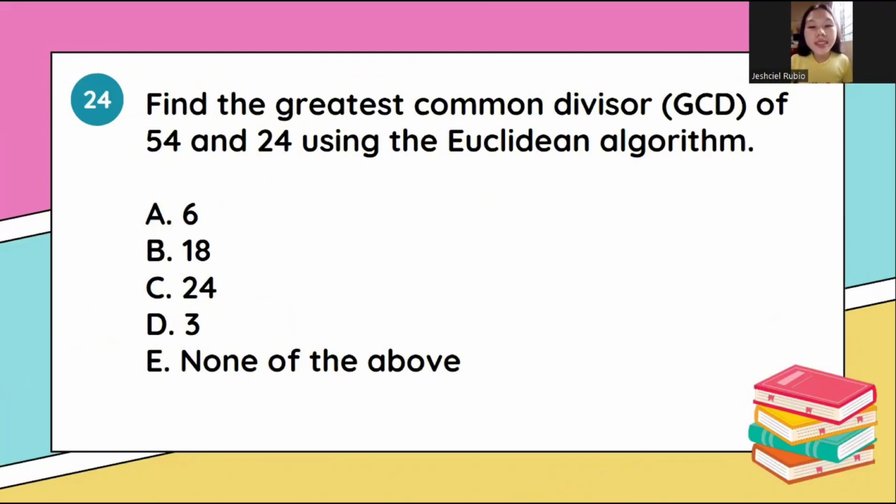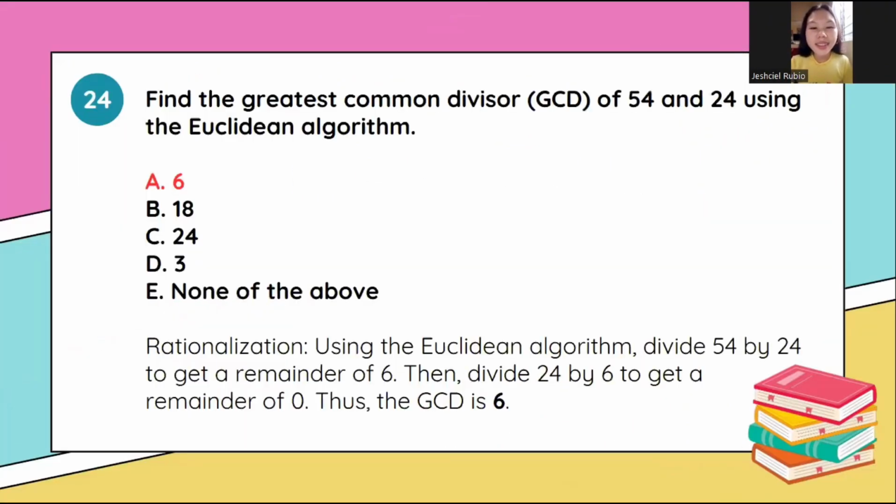24. Find the greatest common divisor or GCD of 54 and 24 using the Euclidean algorithm. Letter A, 6. Letter B, 18. Letter C, 24. Letter D, 3. Or letter E, none of the above. So the correct answer is letter A, 6. Using the Euclidean algorithm, divide 54 by 24 to get a remainder of 6. Then divide 24 by 6 to get a remainder of 0. So that's why the GCD is 6.